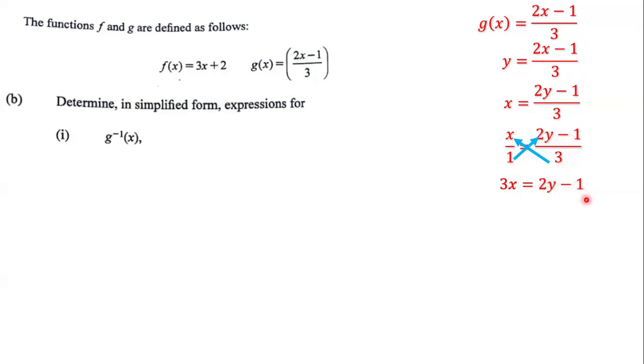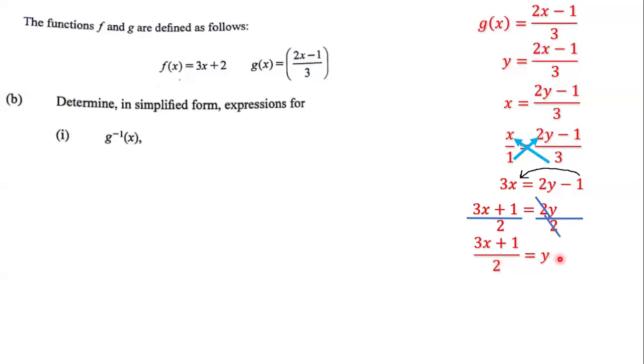Next, we take negative 1 and we send it over the equal sign. It was a negative 1, but when we send it over, it becomes a positive 1. So we have 3x plus 1 is equal to 2y. Next, we divide both sides of this equation by 2. And so this 2 cancels with this 2. So we have that y is equal to 3x plus 1 all over 2.